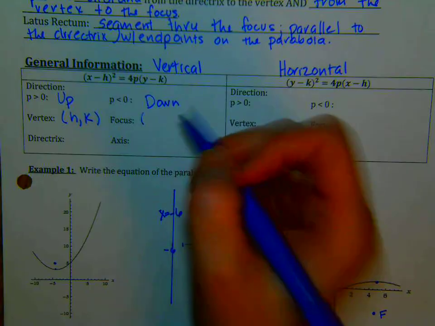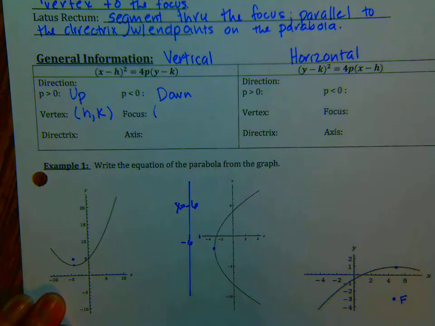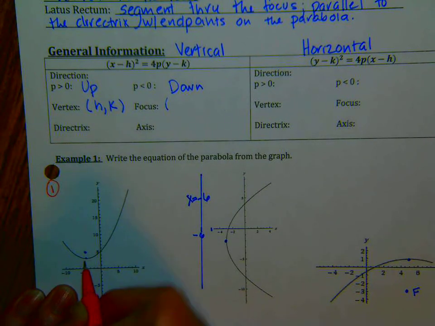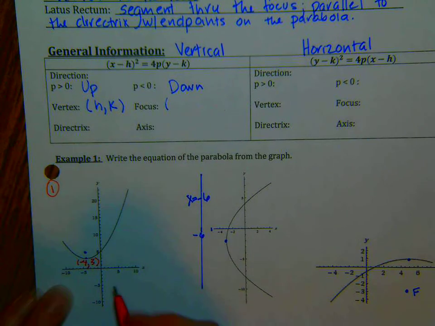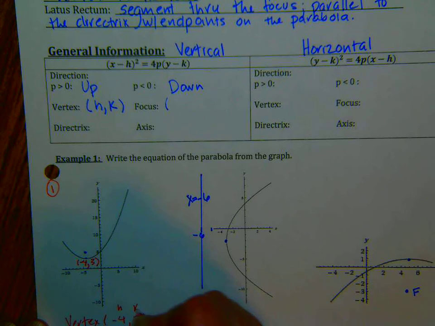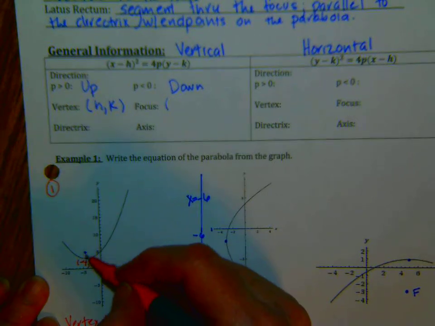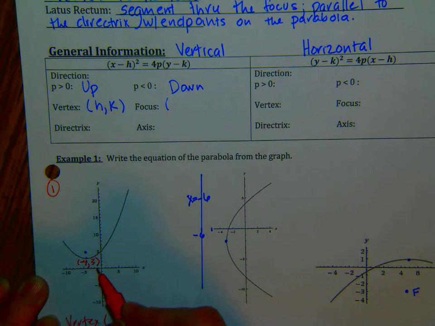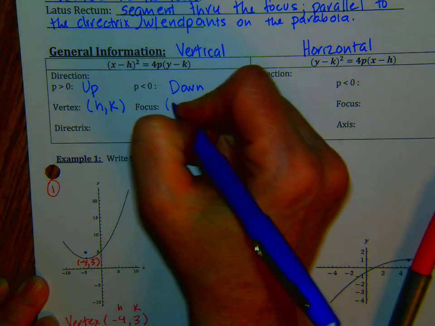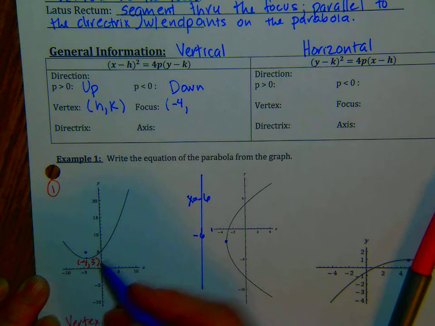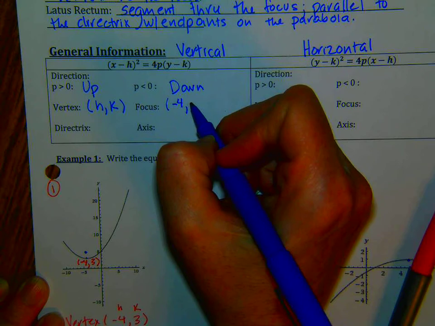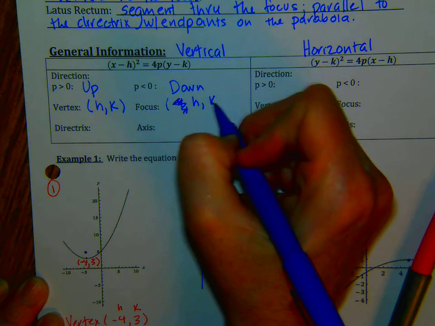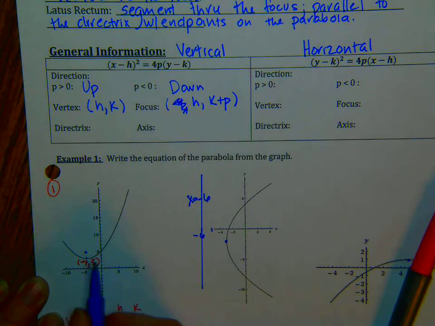Our focus. Now, let's look at this picture. In this picture right here, looking at problem number 1, our vertex is right here at -4, +3. That's our vertex. So we'll label that right here, vertex as -4, +3. And those are H and K. My focus is always going to be inside the parabola, so it's going to be H, and then it's going to be K, 3, plus P. Let's say H and K plus P. So you go over H and then you go K plus P.